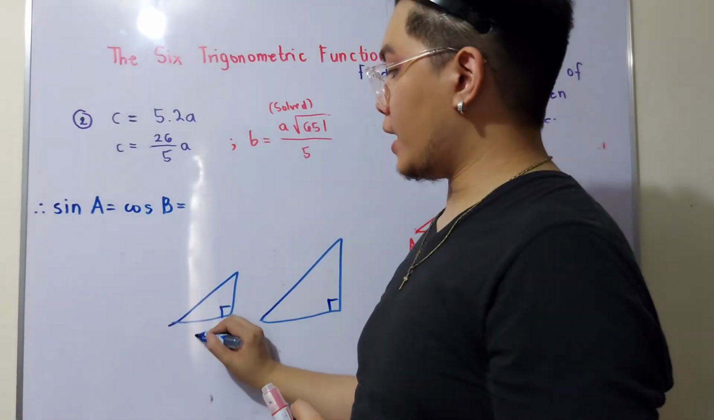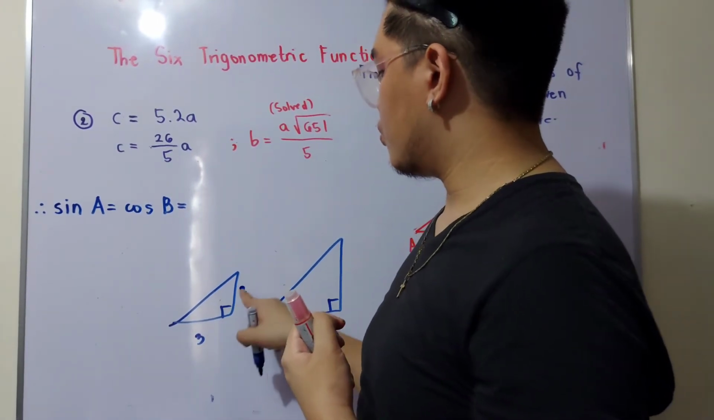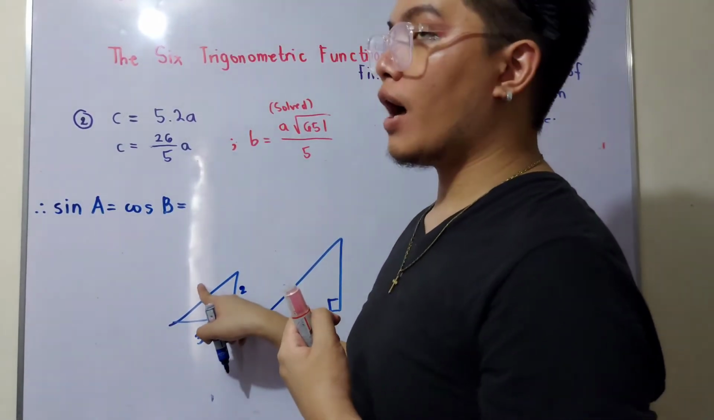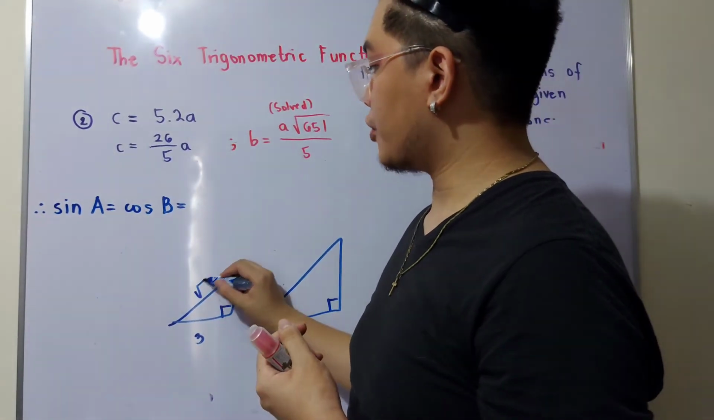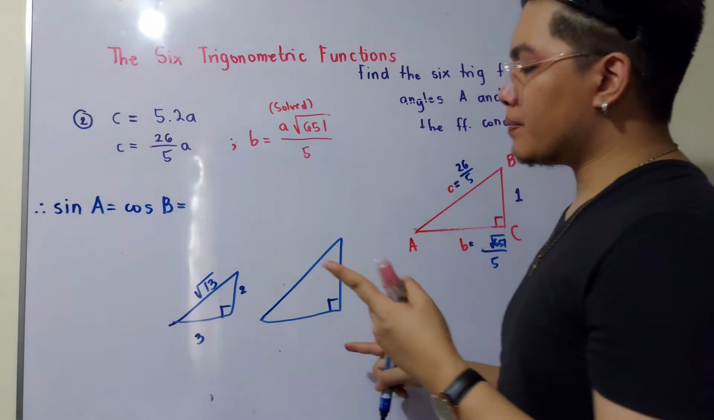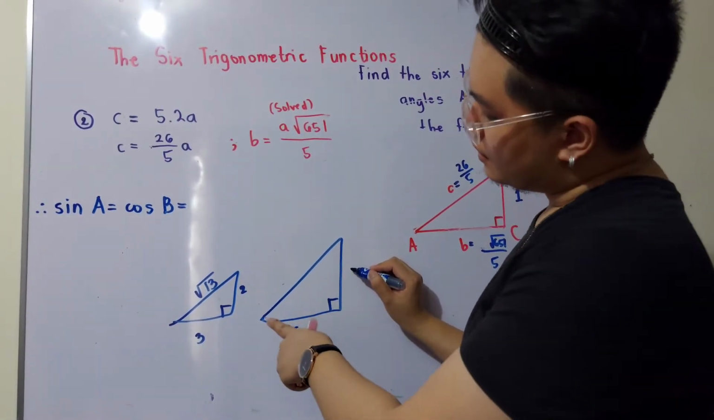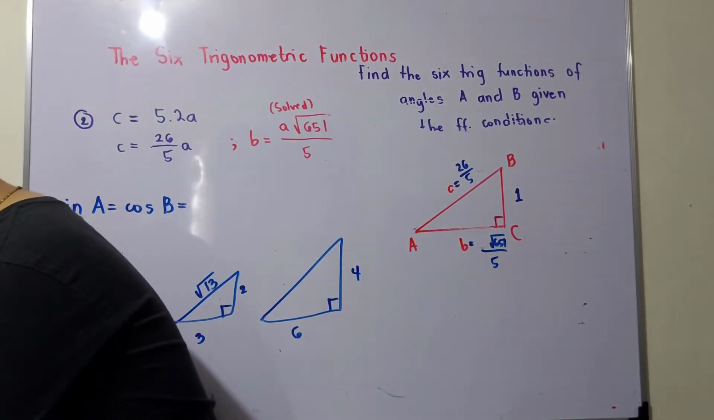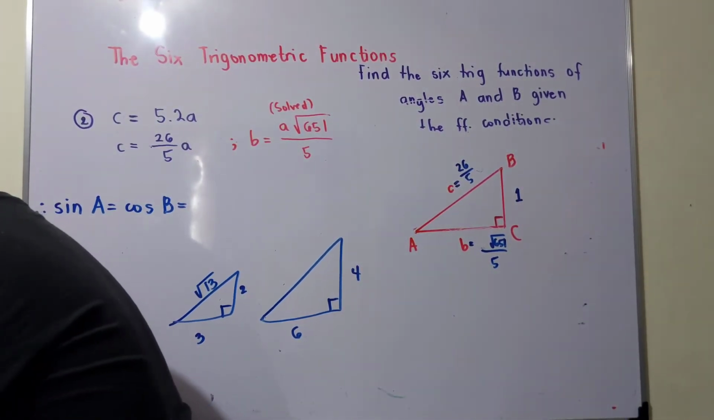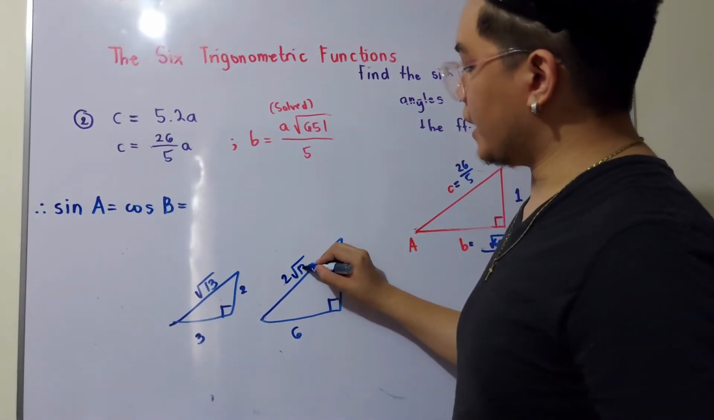So, halimbawa, ito ay, ano ba? 3, 2, dito ay 12 of 13. So, pag nag-multiply tayo ng 2, magiging 6, 4, tapos yung kalalabasan na niyan ay 2 square root of 13.